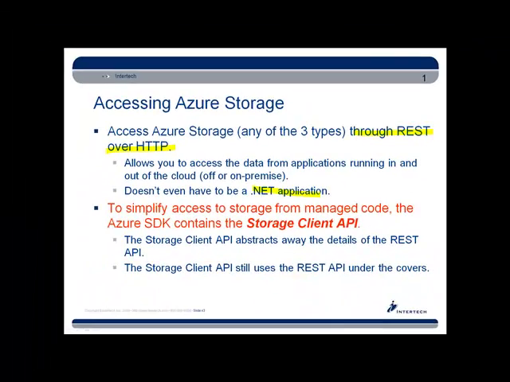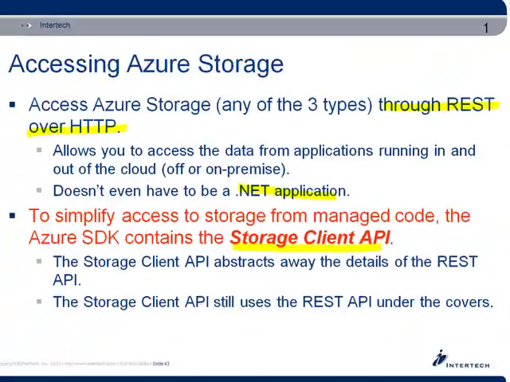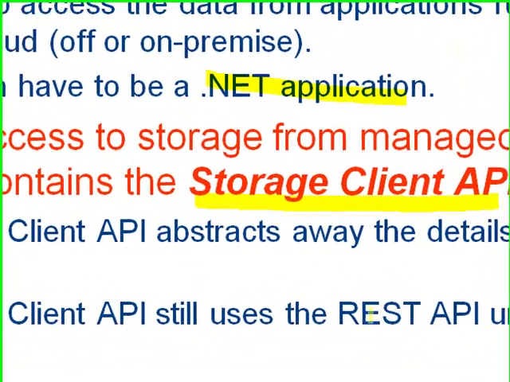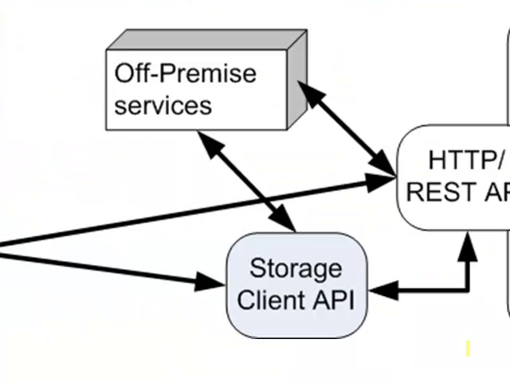To access the storage inside of managed code, in other words from a .NET environment, the Azure SDK also provides something known as the Storage Client API. This is a .NET API that abstracts away a lot of those details of the REST API. So if you're writing .NET code, especially if you're writing .NET code that's destined for the cloud, it's pretty typical that you're going to use the Storage Client API. Now again, this is wrapping around the REST API, so it still uses the REST API underneath the covers, but it helps abstract away a lot of those details from you as a .NET developer.